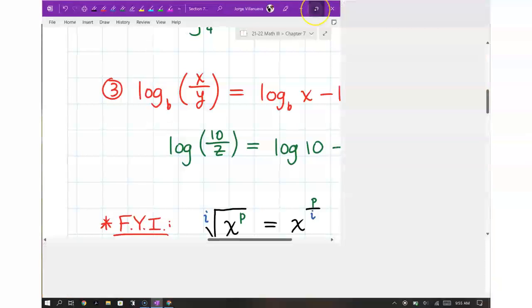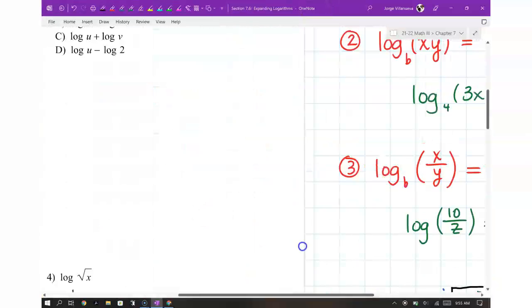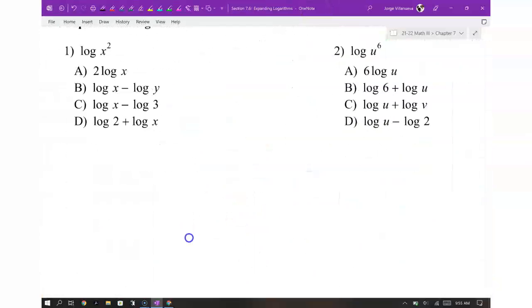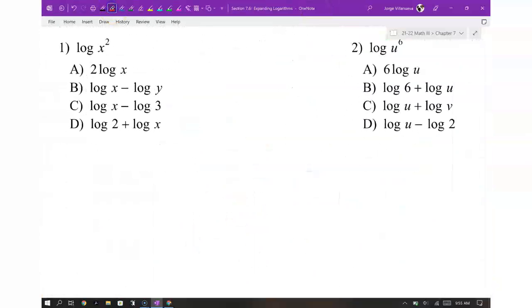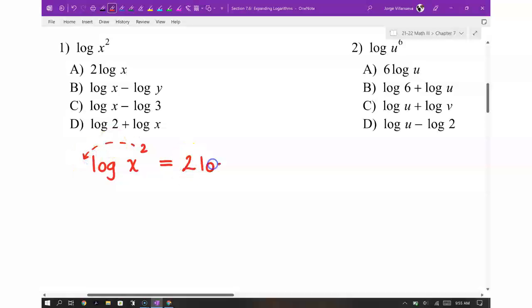Now, again, since I did pause it, I have to do that just to get the paper to activate again. So here we go. We're doing question number one. Log of x squared. Now they just want me to expand that. Notice there's no multiplication, there's no division, there's no radical, right? It's just a power. So all you have to do is bring the power down, bring it to the front, so that's 2 log of x. And that's your answer. It's pretty straightforward.